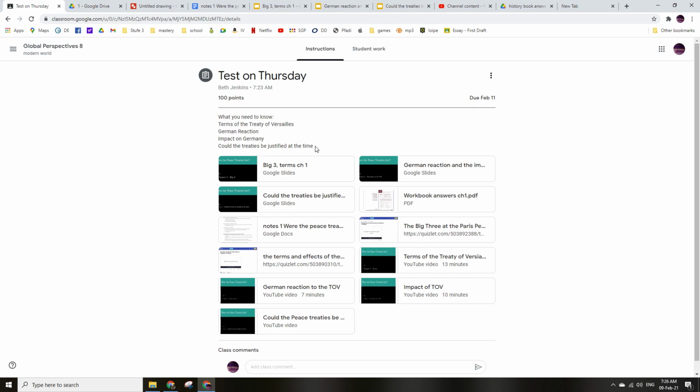What you do not need to study is specifically what the Big Three wanted and did the victors get everything they want. So all the Big Three work that we've been doing will not be on this test. It will very likely be on the IGCSE test when you are in 10th grade, but at this moment you do not need to memorize those. You also do not need to know anything about the other treaties. We're only going to be testing on the Treaty of Versailles.